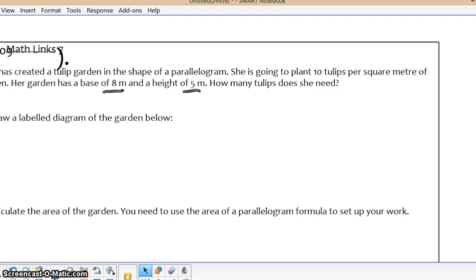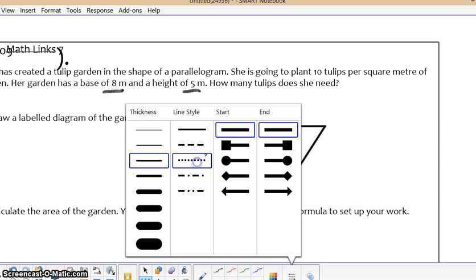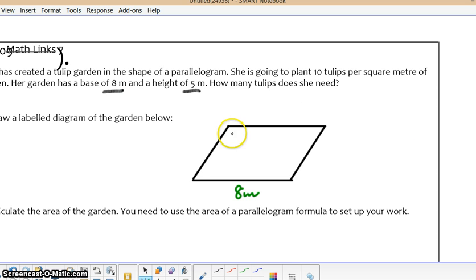So I just had to reopen the document in Notebook here. So we are going to draw a labeled diagram. So we're going to draw our parallelogram. Again, it doesn't have to be to scale because we are just going to label it. So we know the base is 8 meters. The height is 5 meters, so make sure you're doing the height properly. So indicate that it's the perpendicular distance here. And we want to indicate that with a rectangle, it's 5 meters.